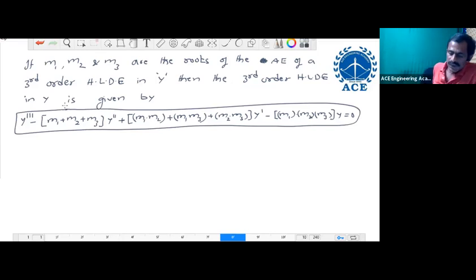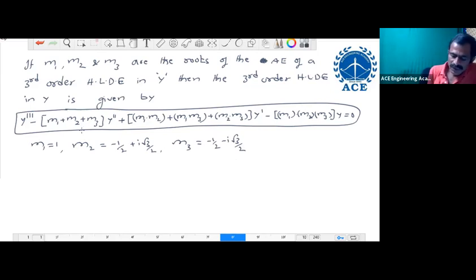Now this is a direct format to write the general solution from the roots. Our roots were m1 equal to 1, m2 equal to minus 1 by 2 plus i root 3 by 2, m3 equal to minus 1 by 2 minus i root 3 by 2. These are the roots from the given general solution only. So with this formula also we can choose the answer.